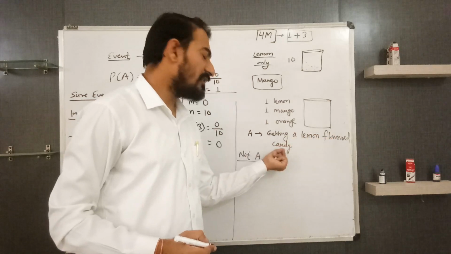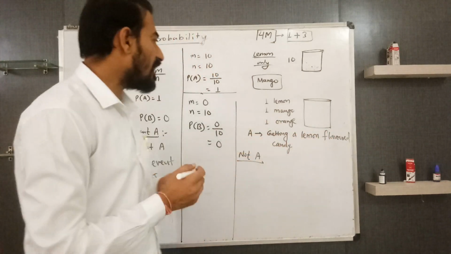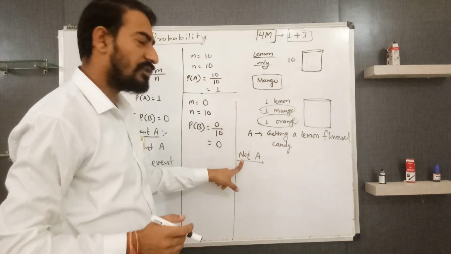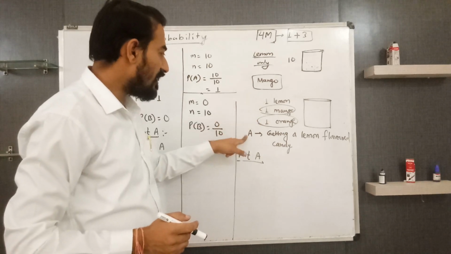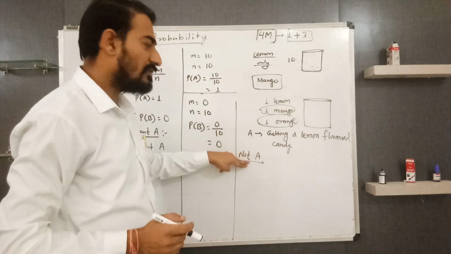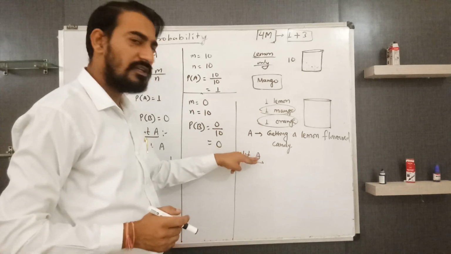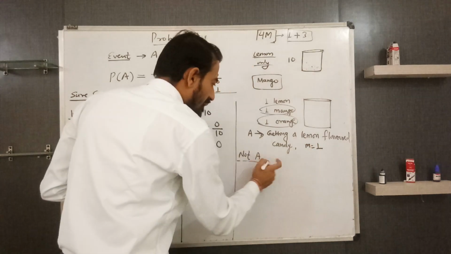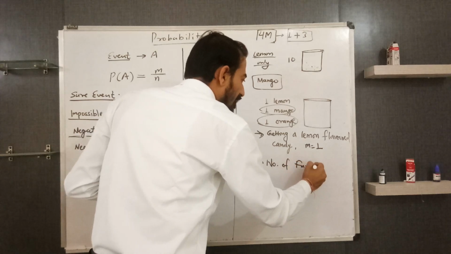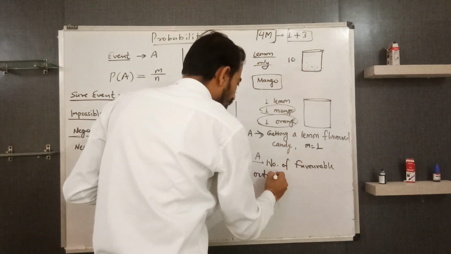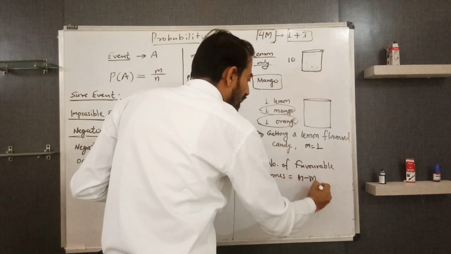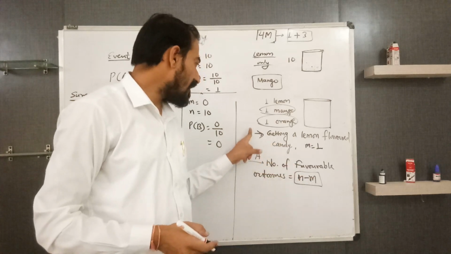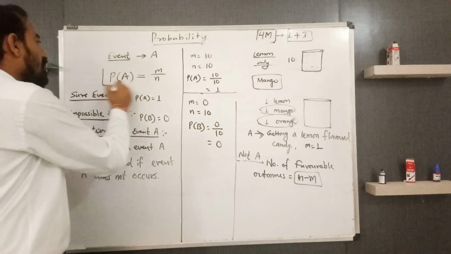Not getting a lemon flavored candy means other than lemon flavored candy, whatever you get, whether it is mango or orange, these two outcomes are favorable to not A. This one outcome is favorable to event A, other than this one, the rest are favorable to event not A. So here, for getting a lemon flavored candy, M is 1. So for this, the number of favorable outcomes will be N minus M. From the total, you will have to subtract the outcomes favorable to event A. Then after that you can find the probability by following this formula.